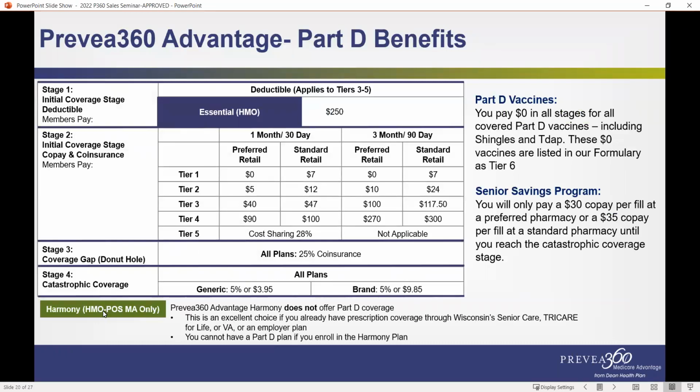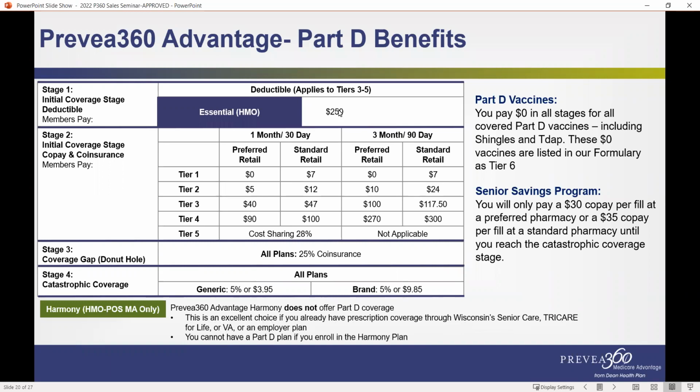So as I mentioned with the Harmony, it does not offer prescription drug coverage, and with Advantage plans, you cannot add standalone prescription drug coverage. So this is an excellent choice if you already have prescription drug coverage through Wisconsin Senior Care, TRICARE for Life, VA, or an employer plan, because you cannot enroll in a Part D plan if you enroll in the Harmony plan. The Essential plan does have a $250 drug deductible.